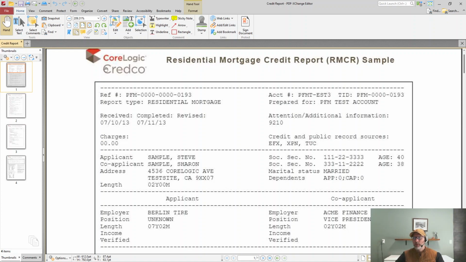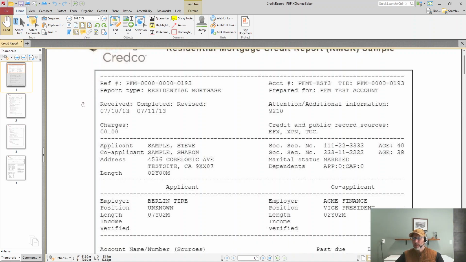So Credco is a division of CoreLogic. This talks about the type of credit report this is. Different entities will look at different reports. Landlords may look at a different one than an installment lender, which may look at a different one than a car lender. So this particular credit report, you can see the request was received on 7/10, so July 10th. It was completed on July 11th.